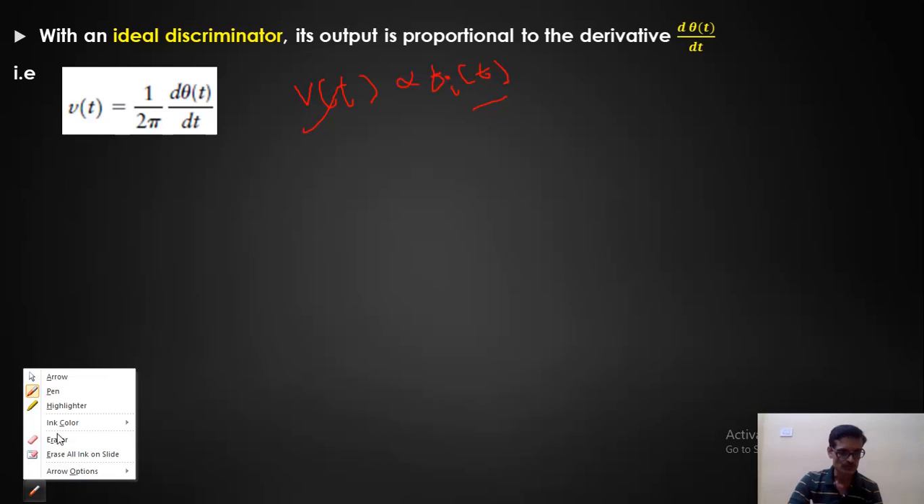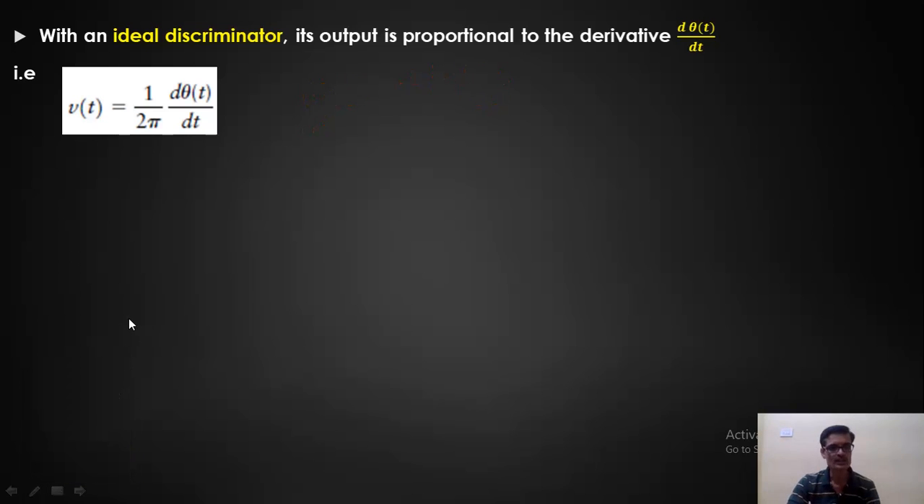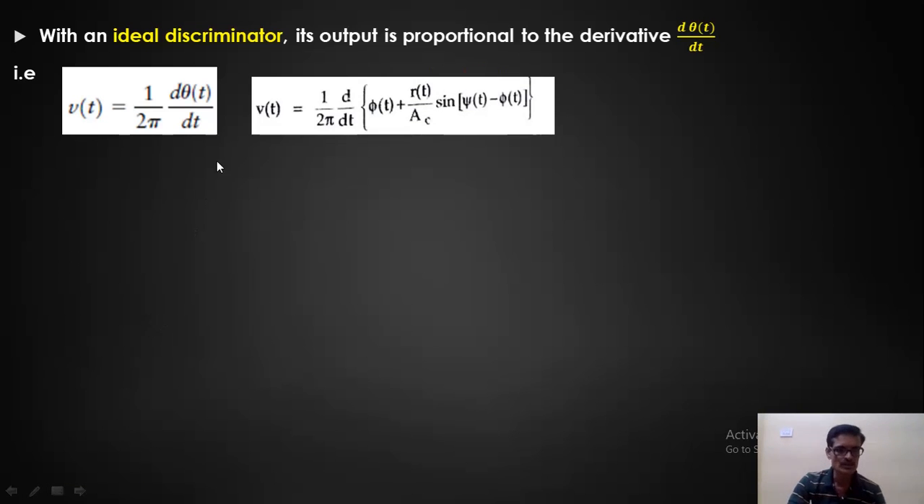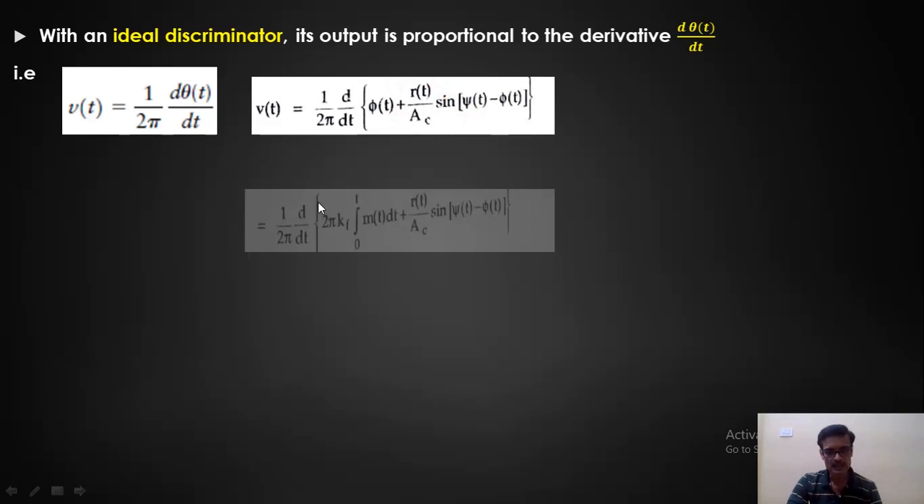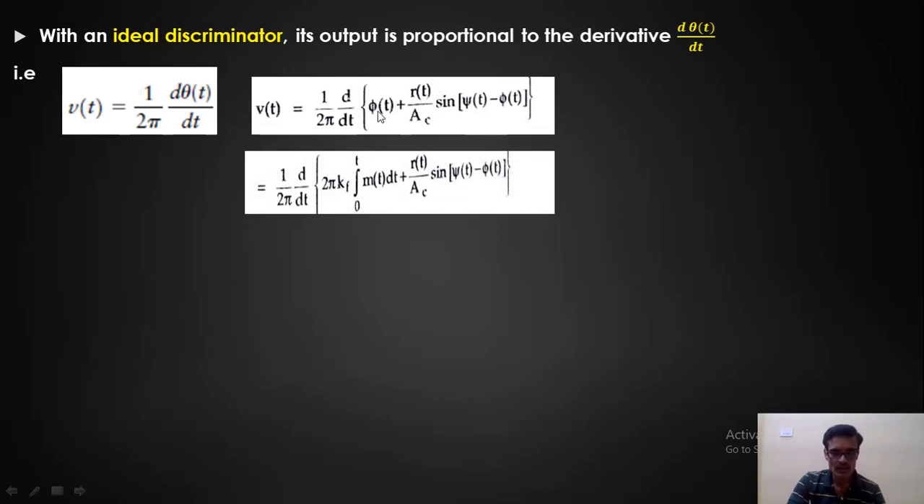Now let me erase whatever I have done here. I substitute that theta of t from the previous equation, and then I'll substitute phi of t. So phi of t is equal to this, right? Let us integrate, I mean, let us differentiate this particular term. Here we have a differentiation of the two sum terms.